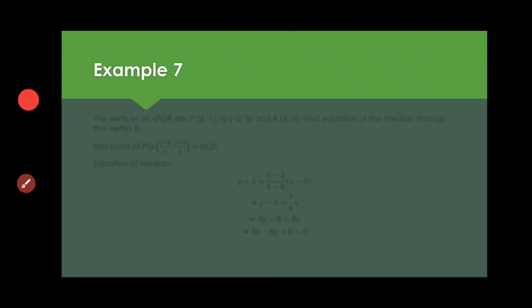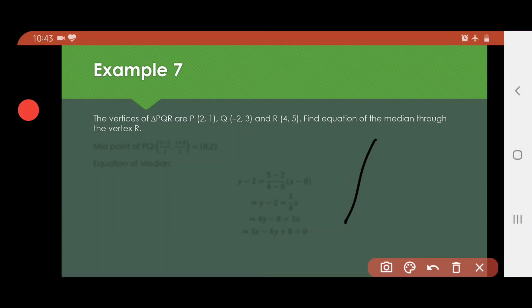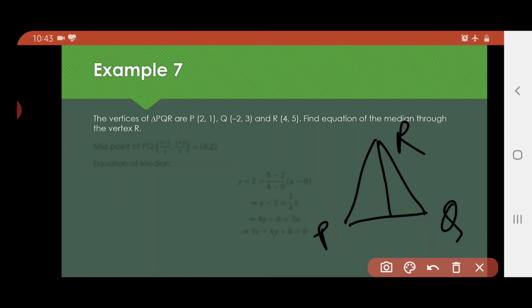Number 7. The vertices of triangle PQR are (2, 1), (-2, 3), (4, 5). Then find the equation of the median through the vertex R. Now, just if you forget what a median is, let this be R, this is P, this is Q. Median means this is the line segment, so let this be S. It is the line segment passing through the vertex and through the midpoint of the opposite side of the vertex.